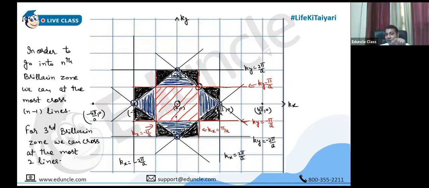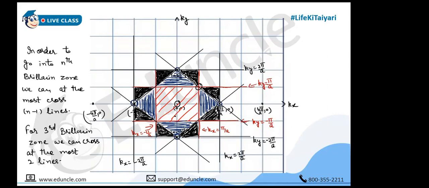So that is why I have included only those triangular regions in the third Brillouin zone, because we are crossing only 2 lines in order to reach those regions. Whereas in order to reach those excluded square regions, we are crossing 3 lines. So those regions belong to the fourth Brillouin zone, because for the fourth Brillouin zone, we can cross 3 lines. Is it clear? Is it clear or not? Yes, sir. So now let us calculate the area of all these zones.